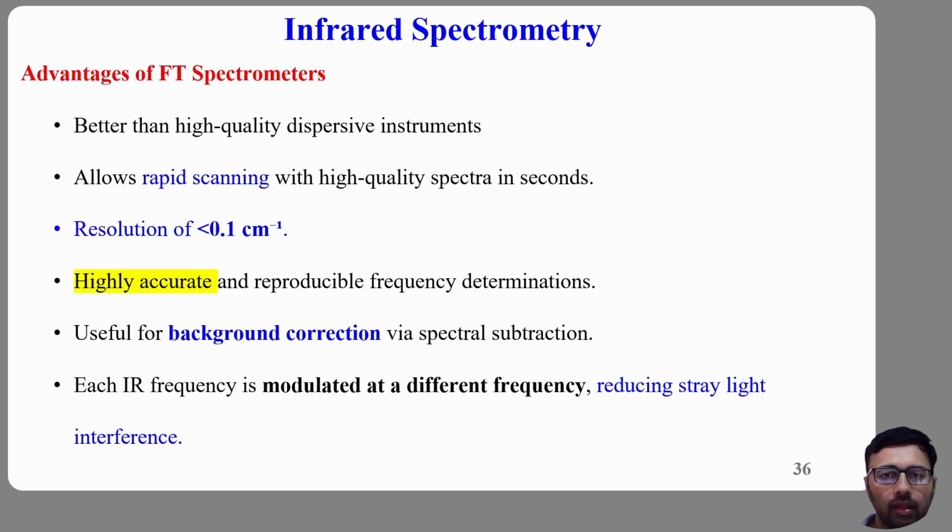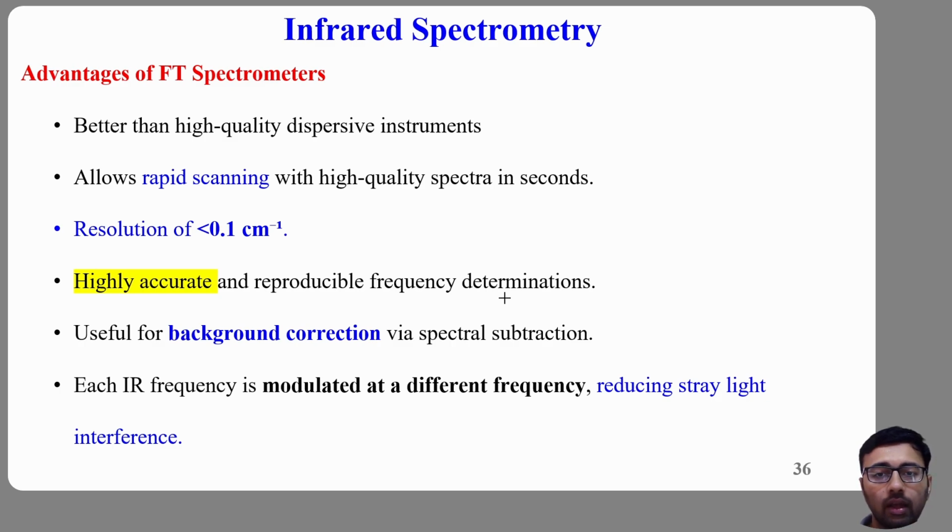Now let us summarize why FTIR technology revolutionized infrared spectroscopy. The advantages over classical dispersive instruments are enormous. The first advantage is speed. FTIR systems collect all wavelengths simultaneously.